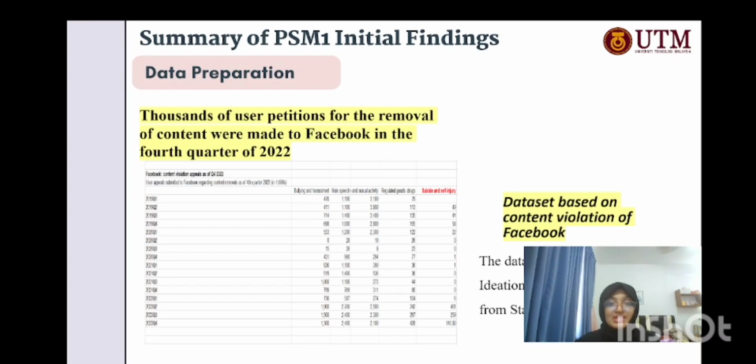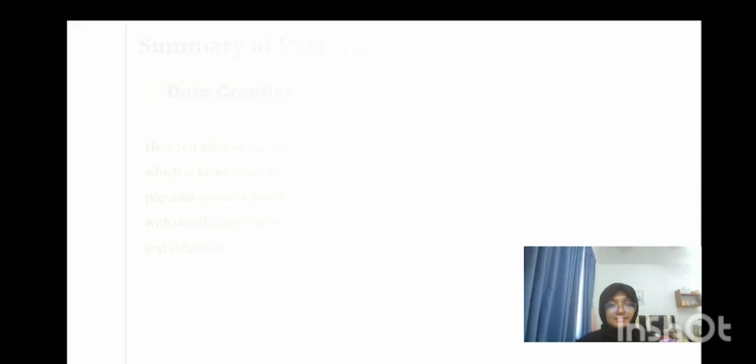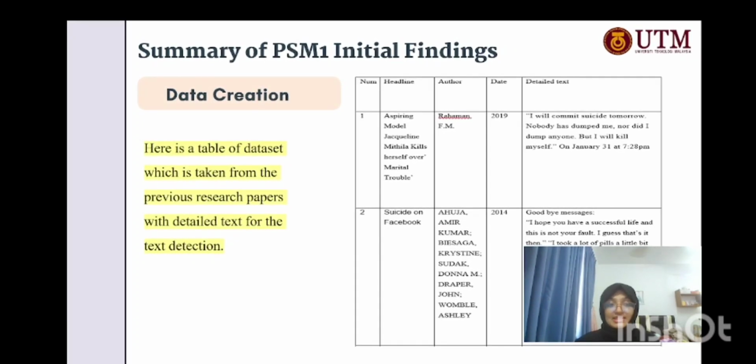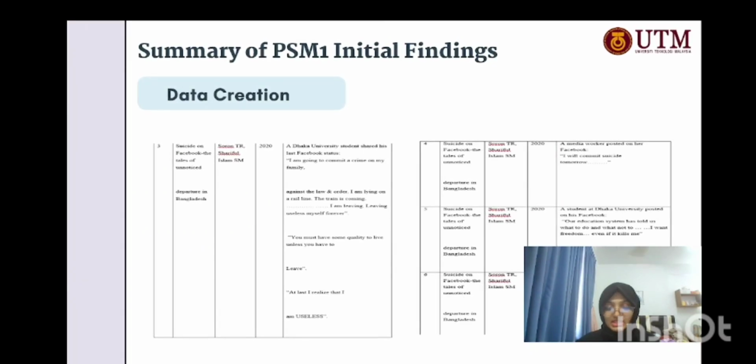This is the summary of PSM1 initial findings, the data preparation part. The dataset based on content violation of Facebook is taken from Statista dataset. These are the data creation. Here is a table of dataset which is taken from the previous research papers with detailed text for the text detection. These are the headlines, the authors, the date of publication, and the detailed text. The detailed text will be taken for the data pre-processing part. This is a part of that data table.